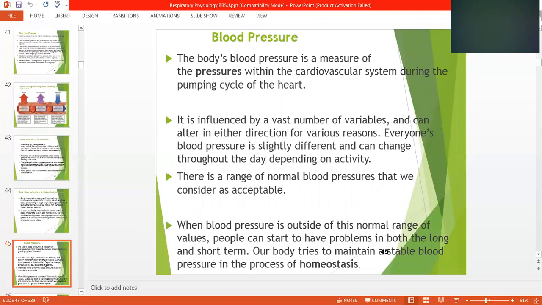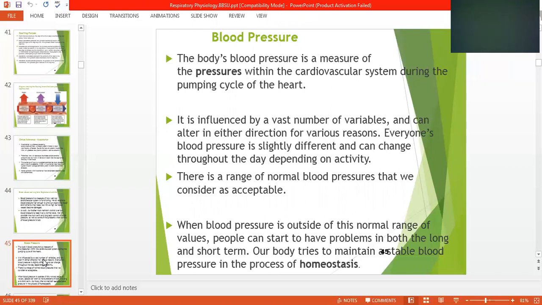Now we'll see the blood pressure. Blood pressure is a measure of the pressure within the cardiovascular system during the pumping cycle of the heart. When the heart is pumping blood to the whole body, head and neck, we call it systemic circulation. The other is pulmonary circulation, where the heart pumps blood towards the lungs for purification. After purification, the lungs send the blood back towards the heart to supply the body. So there is a cycle, the pumping cycle of the heart.